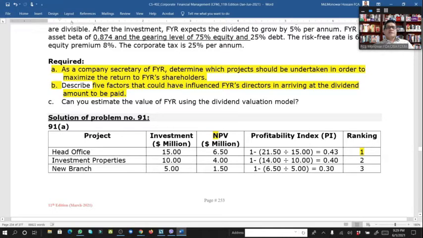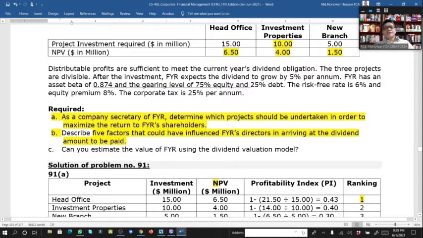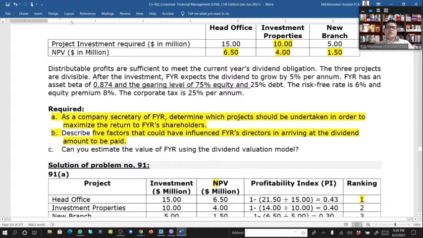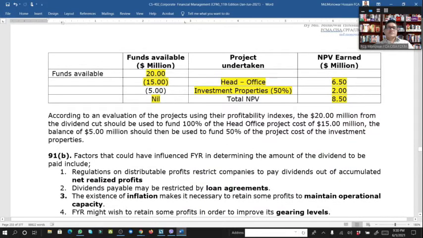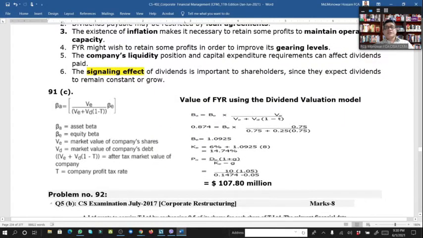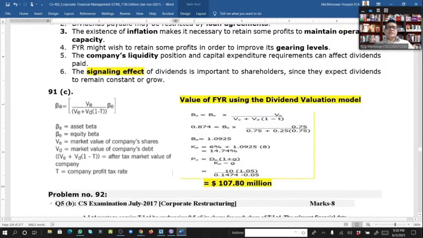And can you estimate the value of the FIR using the dividend valuation model? So based on that, you have to calculate the valuation of that company based on the dividend valuation model. So a dividend valuation model, this is the formula for dividend valuation model. Value of the FIR using the dividend valuation model, this one.